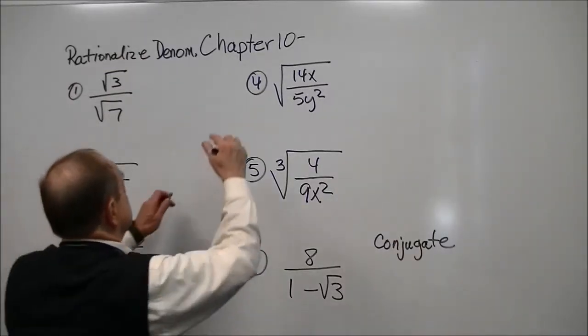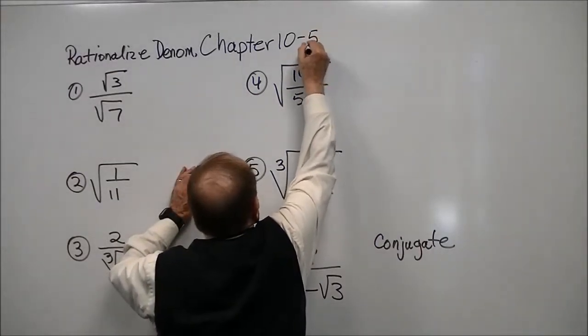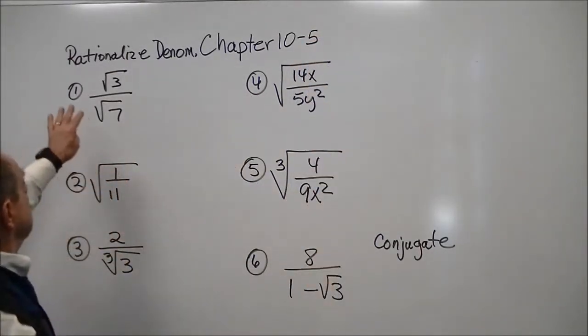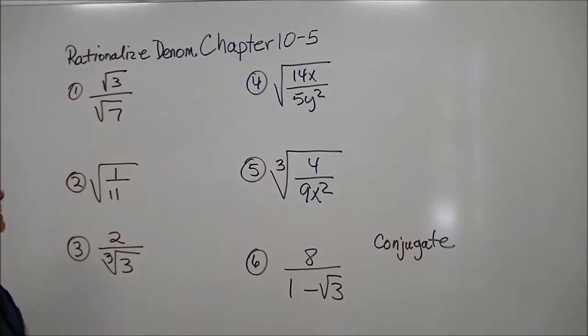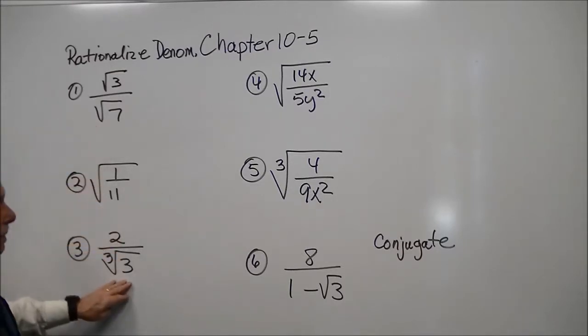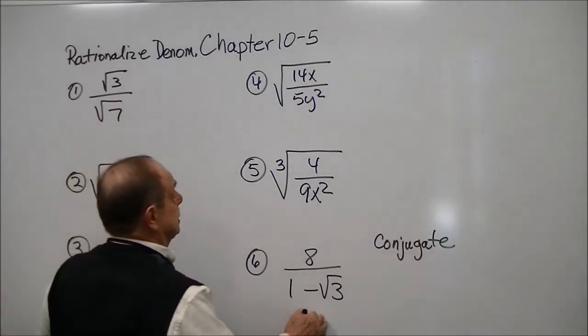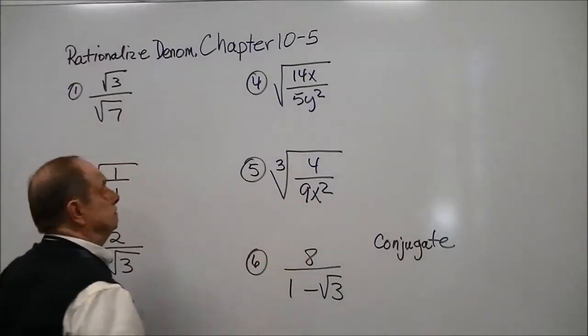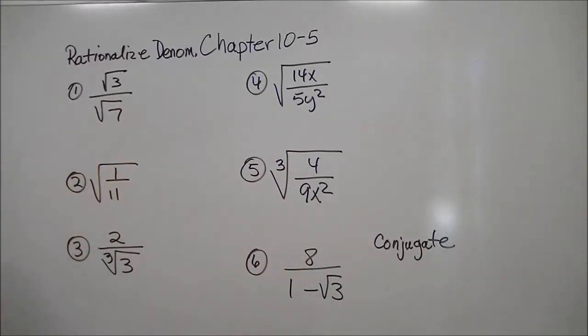Okay, as we go into topic 10.5, we are doing what is called rationalizing the denominators. So you see these numbers in the denominator are irrational. So we want to rationalize them. That is, make them a rational number. So the word is very appropriate. An irrational to rational.